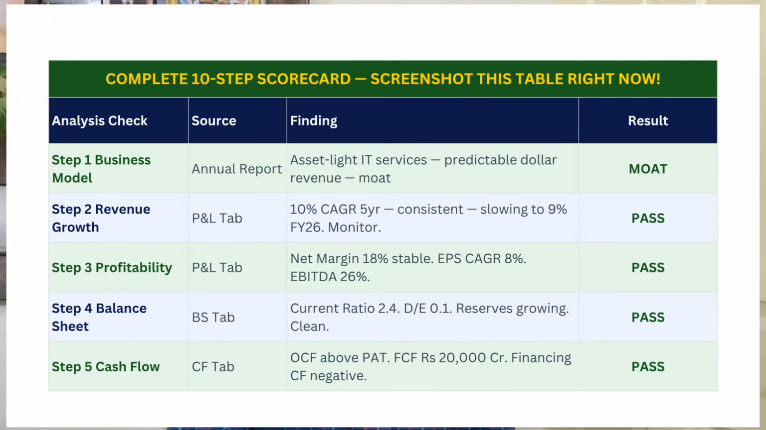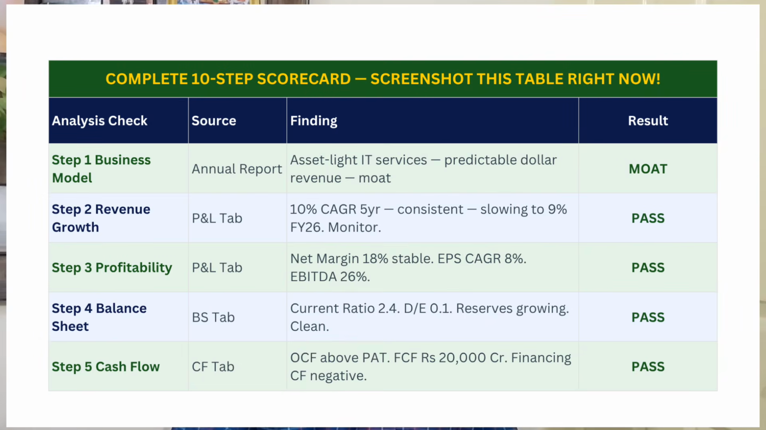Analysis check, Step 1: Business model. Where is the source? It's in the annual report. You have to check the annual report. Findings: asset-light IT services, predictable dollar revenue, moat. Result is moat. Then the next analysis check. Step 2, revenue growth. Where is the source? It is in the profit and loss account tab. What is the finding? 10% CAGR over 5 years, consistent, showing 9% in FY26. Monitor. Result equals pass.